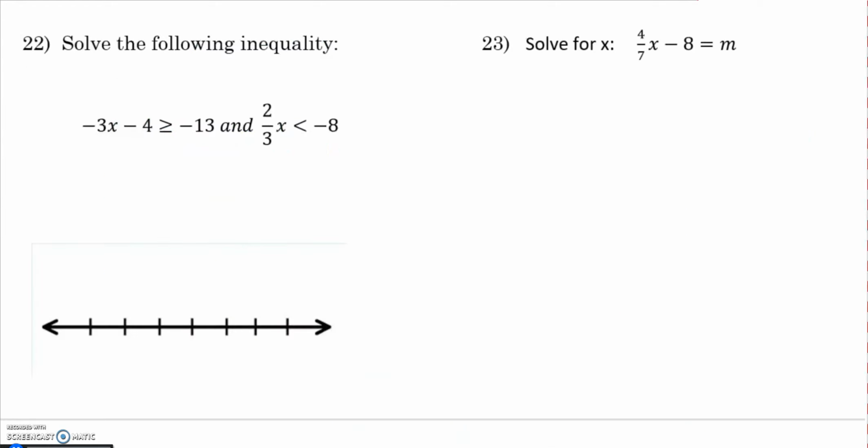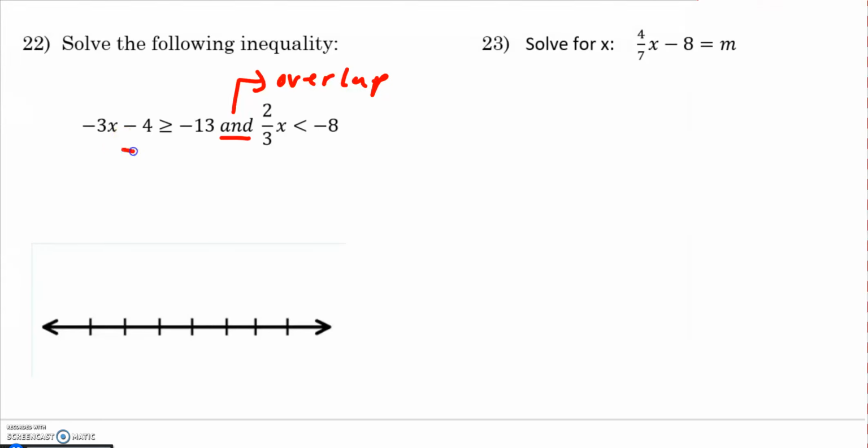22. Solve the following inequality. This problem is either the same or very similar to the one that we did in class on the cumulative review homework last week. I noticed that a lot of you got this wrong during our in-class multiple choice practice, so I want to do it again here. Remember, the word and means overlap. So in the end, we only want the answer where the overlap exists.